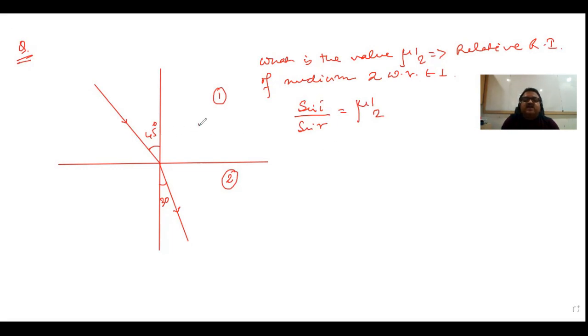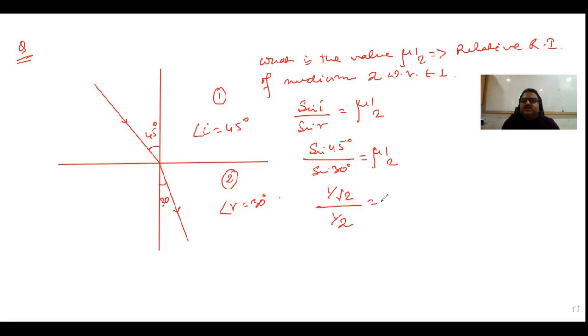Now what is I given? I in this case is angle 45 degree. And what is R? 30 degree. Always remember, you have to maintain that angle which the ray makes with the normal, correct? Now in this case, sine of 45 degree by sine of R means sine of 30 degree, and that is mu 1 2. What is the value of sine 45 degree? It is 1 by root 2. It's from the sine table. We know that sine 30 is also equal to half. So that is mu 1 2.